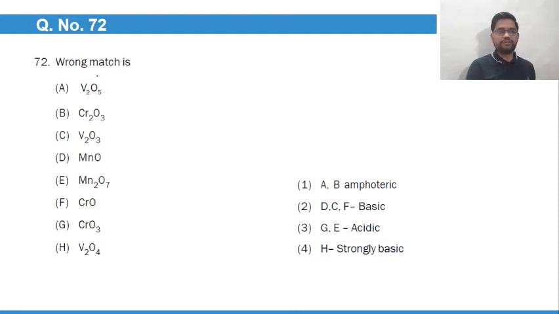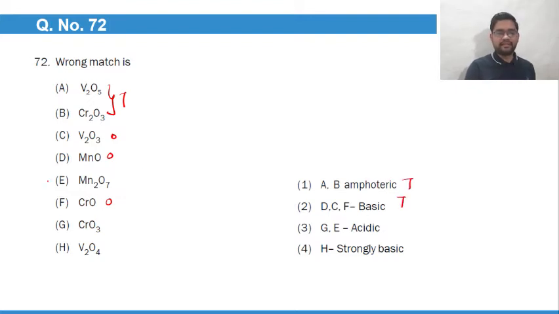Talking about 72. V2O5. Okay. So the oxides are given. The wrong match is A and B are amphoteric. A and B, that is vanadium oxide and chromium oxide, that is amphoteric, that is true. D, C and F, they are basic. V2O3, MnO2. Okay, so they are basic. This is true.